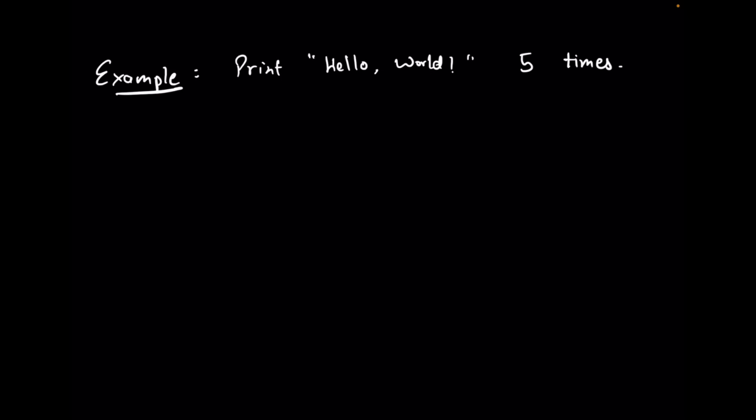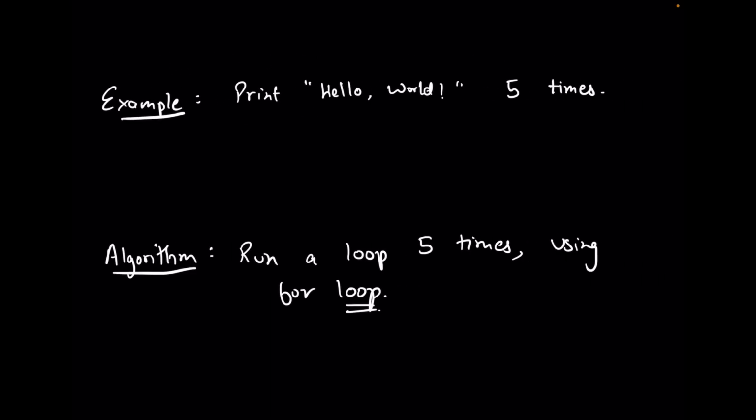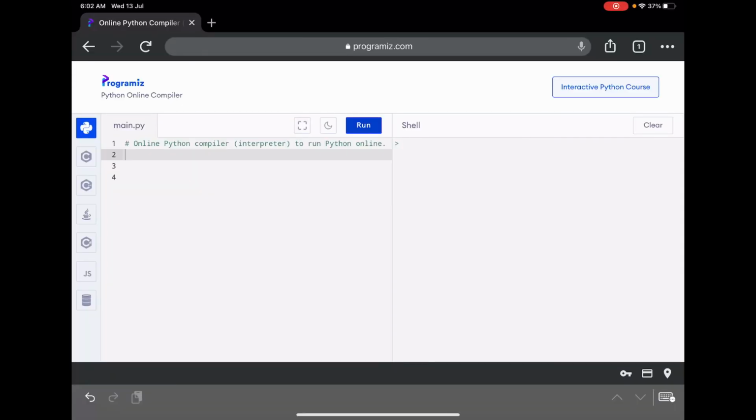Because now all we'll have to do is run that loop 5 times, and we can do this easily using for loops, right? So the only part of our algorithm is that we want to implement a for loop that runs 5 times in total, and in the body of the loop we'll write print hello world. So that's all that the algorithm is now, and we can move on to implementing this. Let's try to implement our code on the online Python compiler.